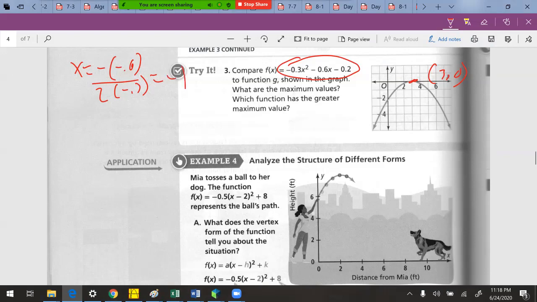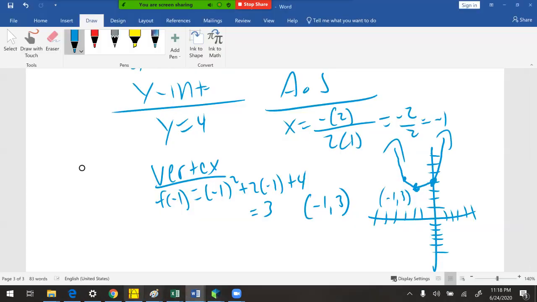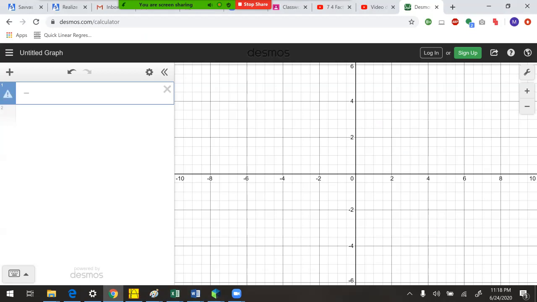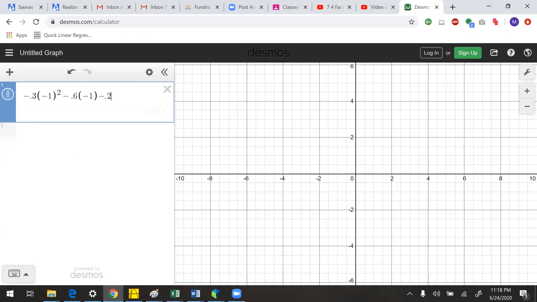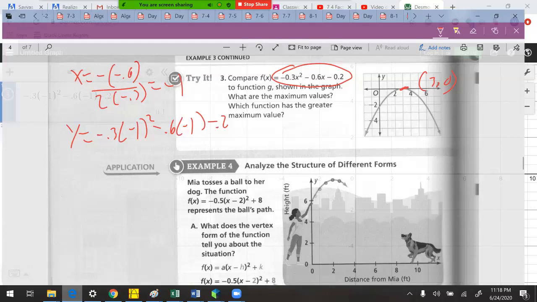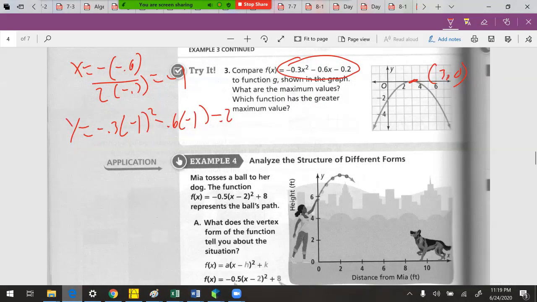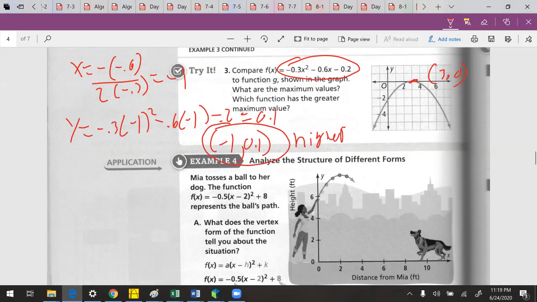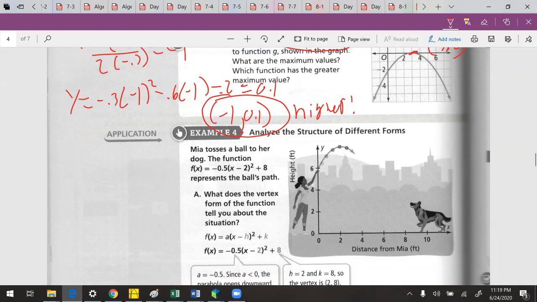Now let's find the y value of the vertex by plugging it in. Y equals negative 0.3 times negative 1 squared minus 0.6 times negative 1 minus 0.2. We can use Desmos to find this also. So it's going to be negative 0.3 times negative 1 squared, minus 0.6 times negative 1, and then minus 0.2. It looks like that vertex, if I check here, is going to be 0.1. So that means my vertex is negative 1, 0.1. This one is higher because it's higher than 0. Okay, got that there.